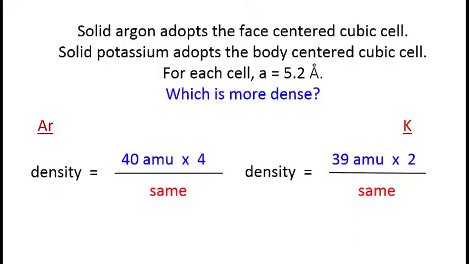But argon is face-centered, and there are 4 argon atoms inside the cell. So there is 40 times 4 AMU inside the volume of the cell. Potassium is body-centered, so there are only 2 potassium atoms inside the cell. Since there is twice as much mass inside the argon cell, argon will be more dense.